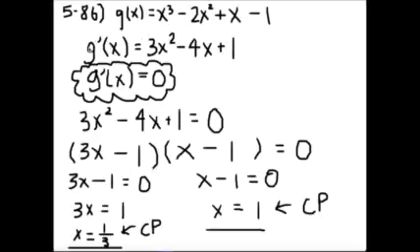In order to do that, we have to find the first derivative of g of x. So g prime of x equals 3x squared minus 4x plus 1. And you would set that equal to 0 to find the critical points. It's 3x squared minus 4x plus 1 equals 0. Then you would factor that and solve, and the two critical points would be x equals 1/3 and x equals 1.